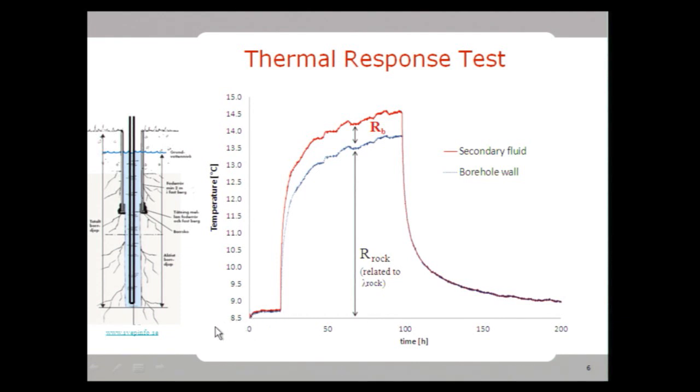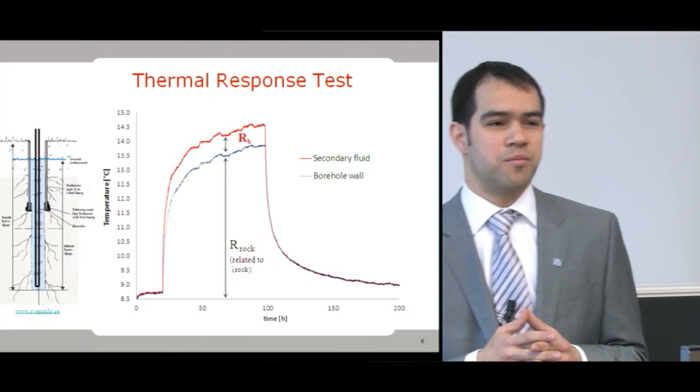The difference between the undisturbed ground, which is the baseline here, and the borehole wall, which increases in time, is the ground thermal resistance, and is very closely linked to the ground thermal conductivity, which is also one parameter found in my experiments.